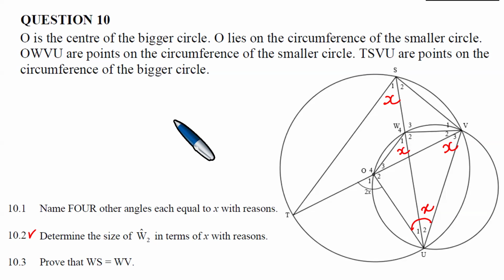What do you think, Tando? It's like you have an idea. I only have an idea. The only thing I can see is that O2 is 180 minus 2x, because O1 plus O2 is equal to 180.